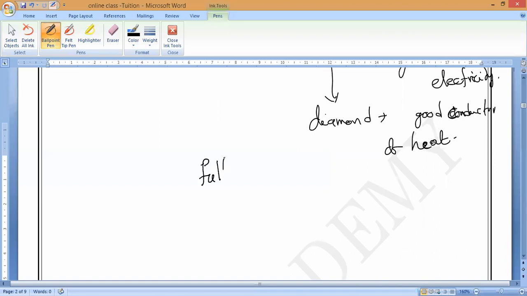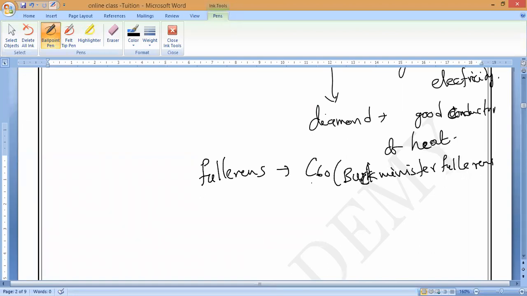What is that called? Fullerenes. Understand? Best example, C60. Named after Buckminster Fuller, B-U-C-K, Buckminster. Fullerenes. Example, that is called C60.